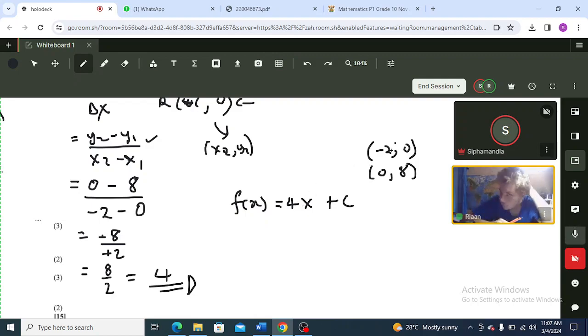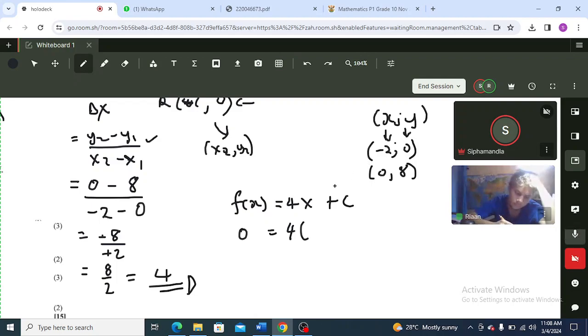Okay, so let's use this one, which is (-2, 0). Remember, the coordinate is written in the form (x, y). So my x value is -2, while my y value is 0. I'll plug that into this equation to find the value of c. So I will have 0 equal to 4 times -2 plus c. Then 0 equal to -8 plus c. So if I take that to the side, my c value would be equal to 8.